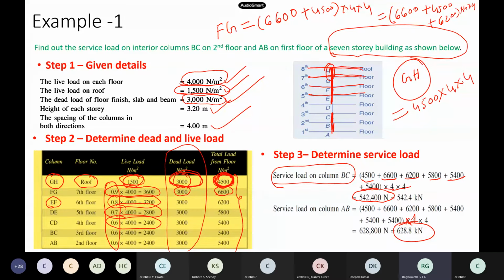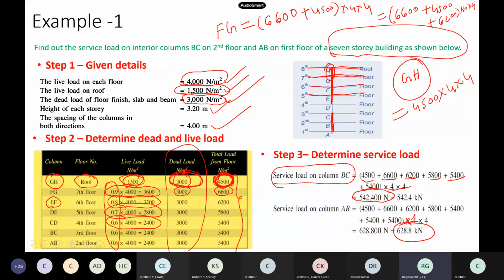This is very important. Sometimes I have seen in many exams, in quiz 1 or quiz 2, when we ask them to calculate live loads, many students forget this reduction. Simply, they will add 1500, 4000, 4000, 4000, sum up everything. The code doesn't allow that.